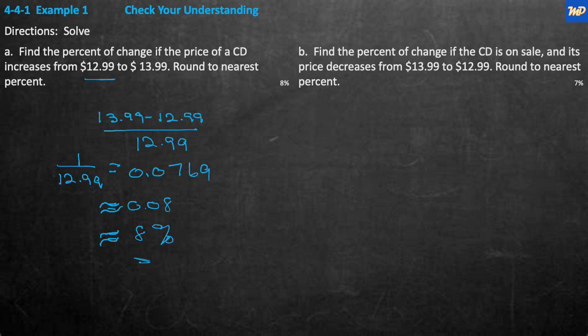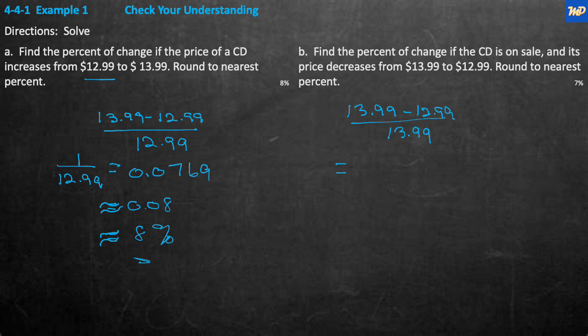Now let's look at the same numbers. We're going to do it as a decrease. So now we're still going to take the $13.99 and subtract $12.99 and divide it by a number. But what is that number we're going to divide by? Well, now it's dividing by the original number. What's the original number? We started at 13.99 and we're down to 12.99. So divided by 13.99. And then what does that equal?